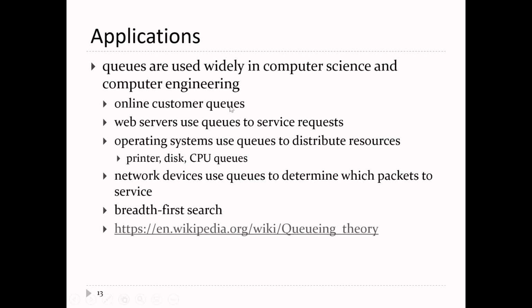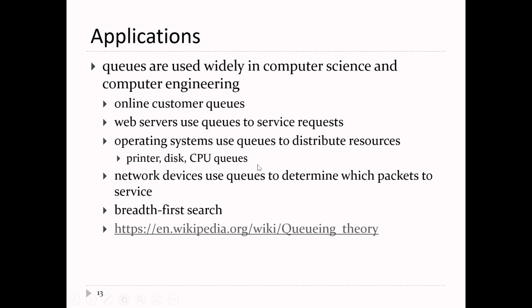If you're buying tickets on Ticketmaster or something like that, your request goes into a queue to make sure that they don't sell too many tickets. Same with airplane tickets and things like that. All of these things are queue-based. Amazon's got giant queues all over the place.